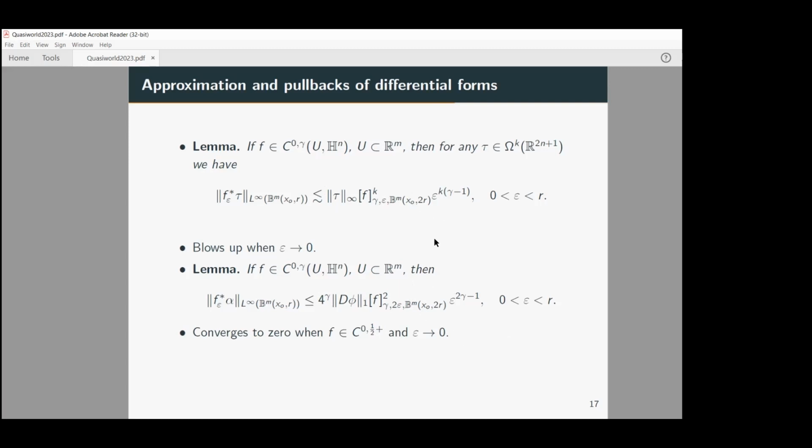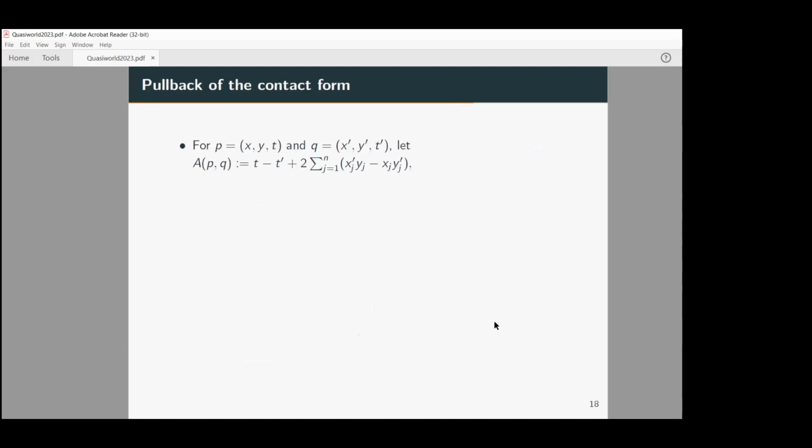So the first lemma was trivial. The second one is less trivial. So how to prove it? We define, for points P and Q, where X is in R^n, Y is in R^n, and T is in R, this kind of expression. And it is easy to see that this expression is bounded by the Korányi-Cygan distance squared.